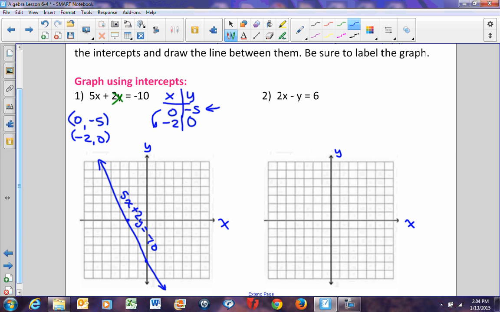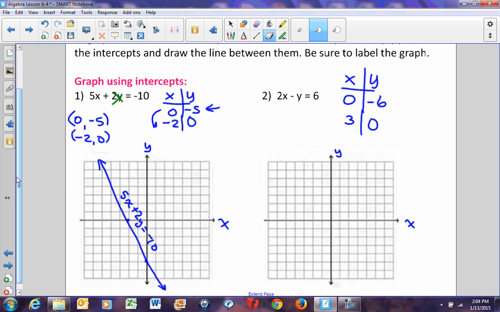If we look at problem number 2 here, I'm going to label my x and y axis really quickly. I'm going to make my little table. If x is 0, I have negative y equals 6, so y equals negative 6. If y equals 0, I have 2x equals 6, so x is 3, or 6 divided by 2 is 3. So there's my 2 points, my x-intercept and my y-intercept. X-intercept is 3, y-intercept is negative 6.